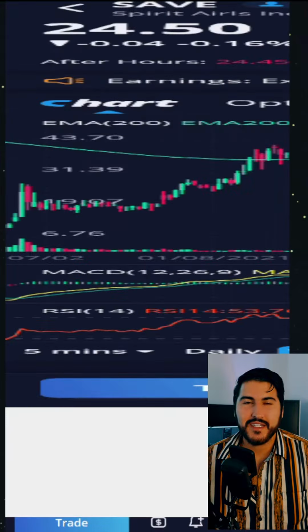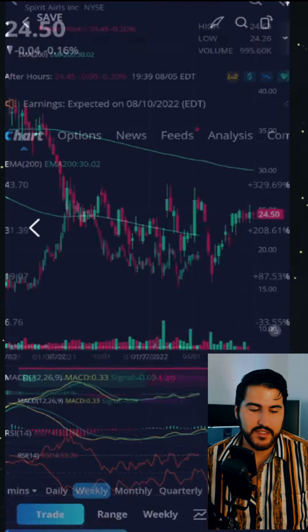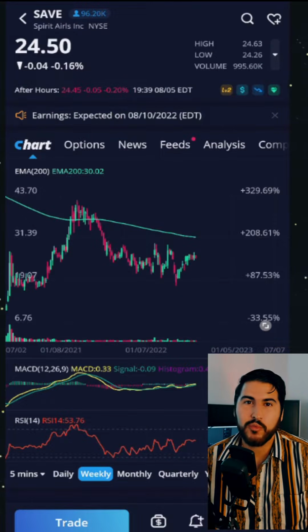Here's an example of me doing technical analysis on an upcoming trade. All right, here's an example of me doing the technical analysis on my phone, and we're on the Webull application.